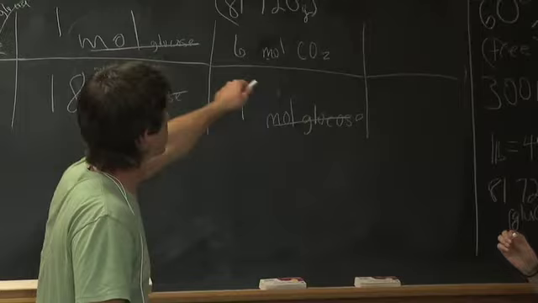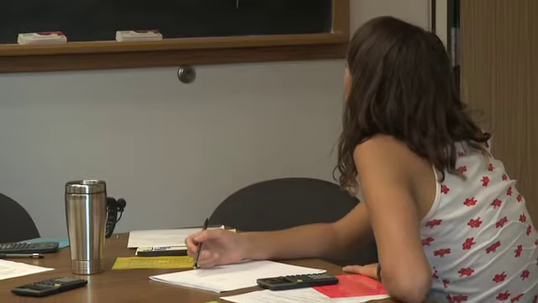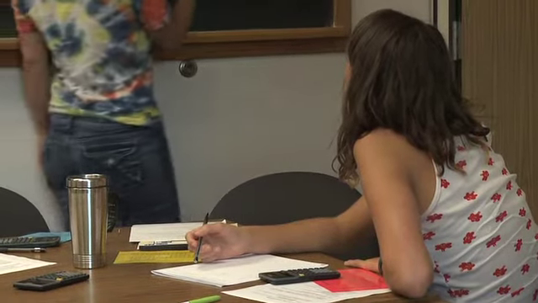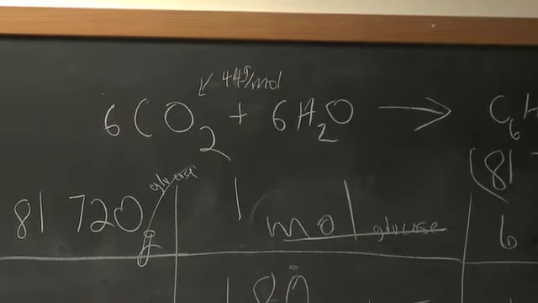We don't have a conversion yet for CO2, do we? Let's do that. It's 44 grams for 1 mole of CO2. So we can put that away. 44 grams per mole.